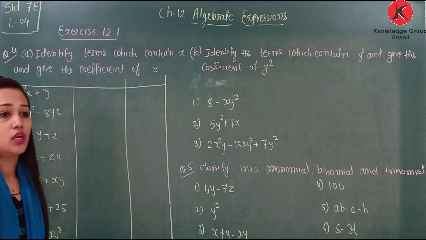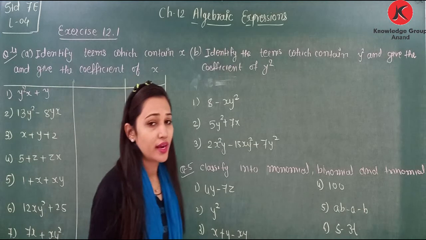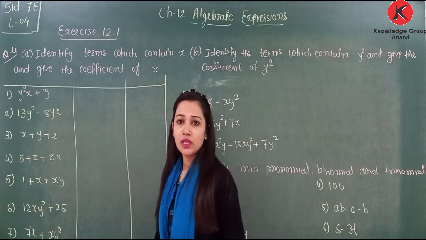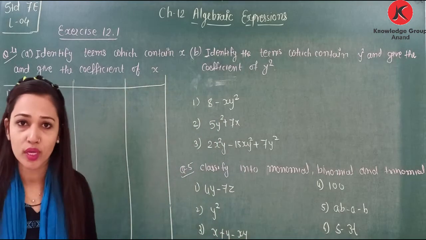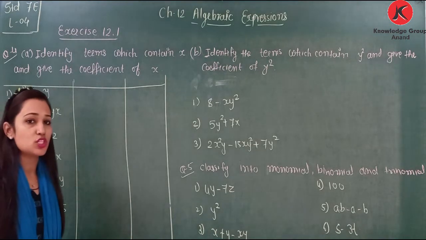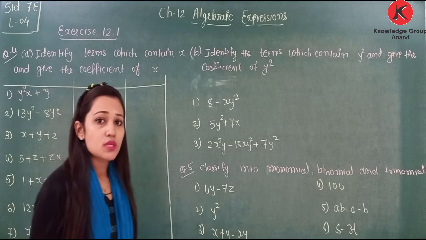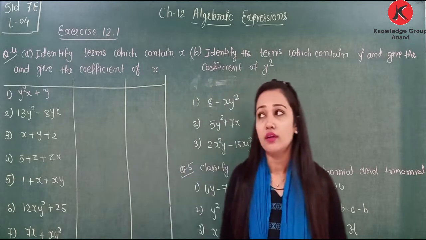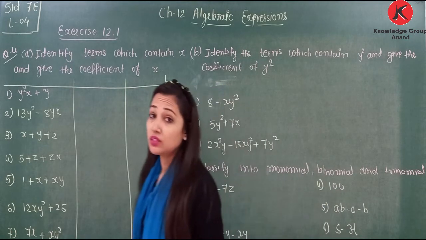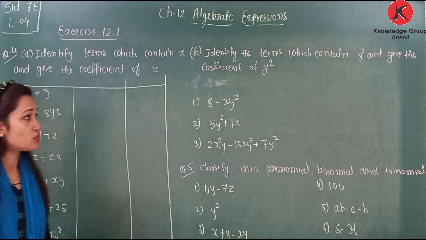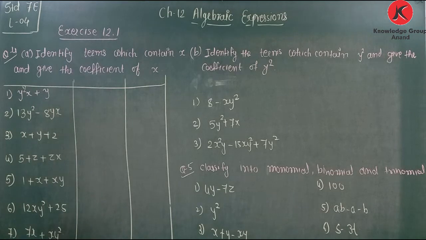Then we learned about types of algebraic expressions, that is monomial, binomial, trinomial, polynomial. What is a monomial? It has only one term. Binomial, it has two terms. Trinomial, it has three terms. And if the algebraic expression has one or more terms, then it becomes a polynomial. Okay, so that is what we learned. Now, the like terms concept is useful in addition and subtraction of algebraic expressions. So let's solve some examples of 12.1 and then we will learn addition and subtraction of algebraic expressions.